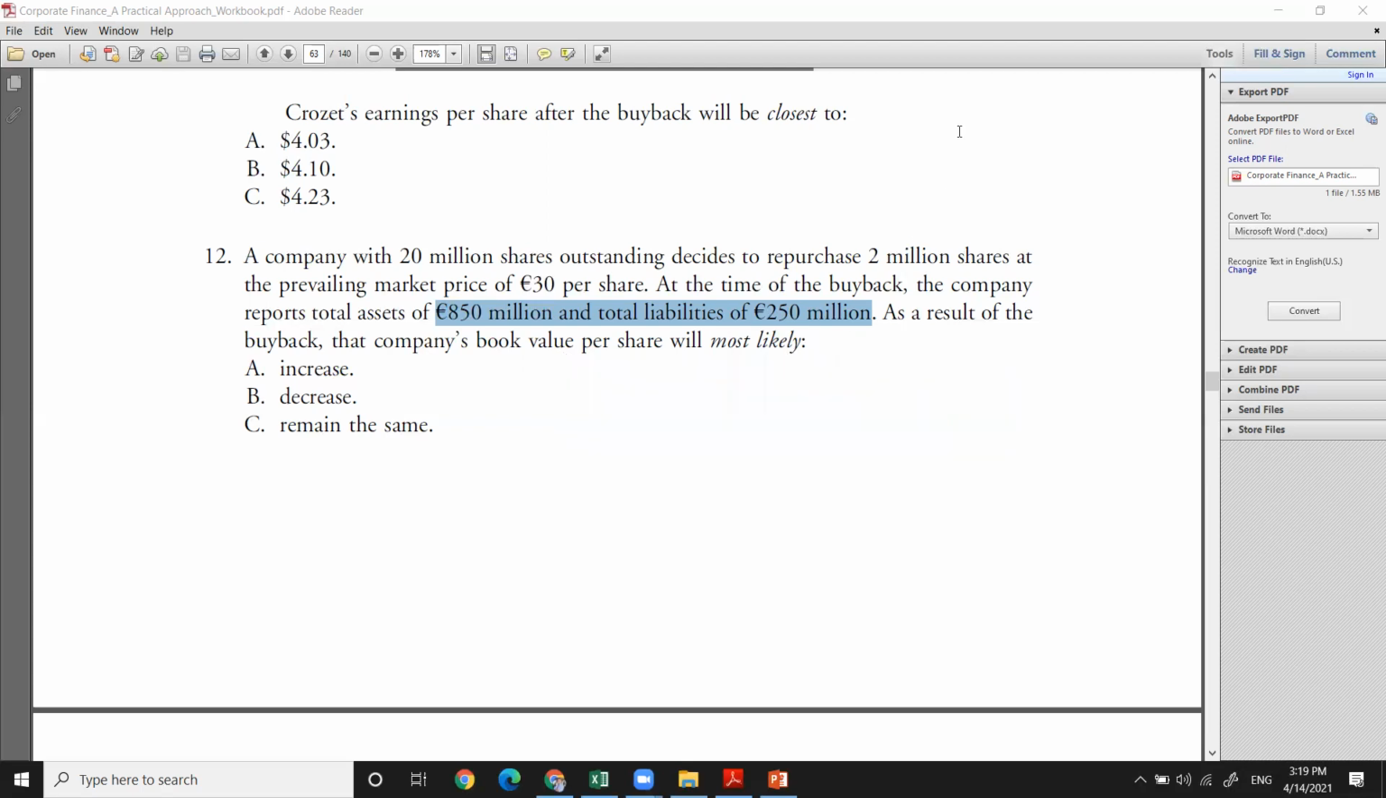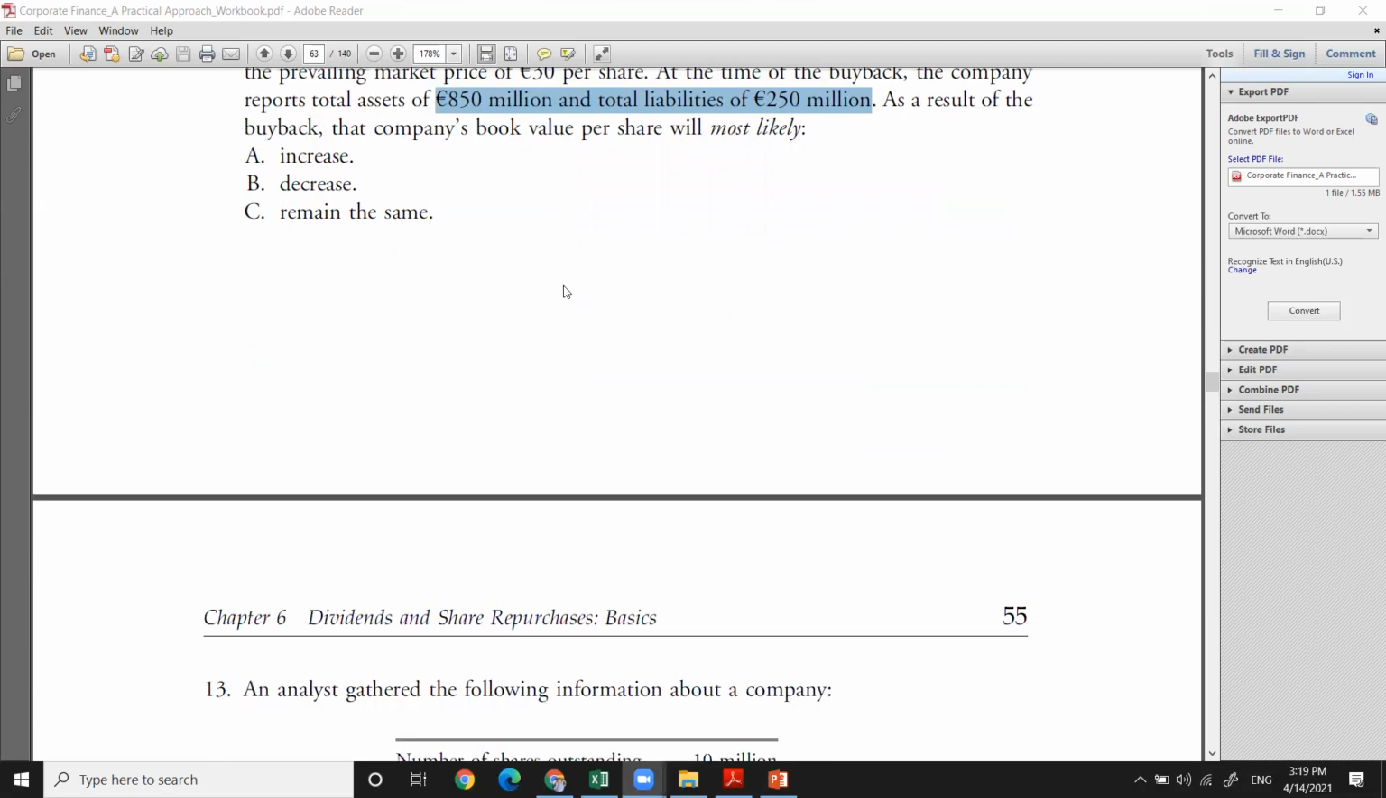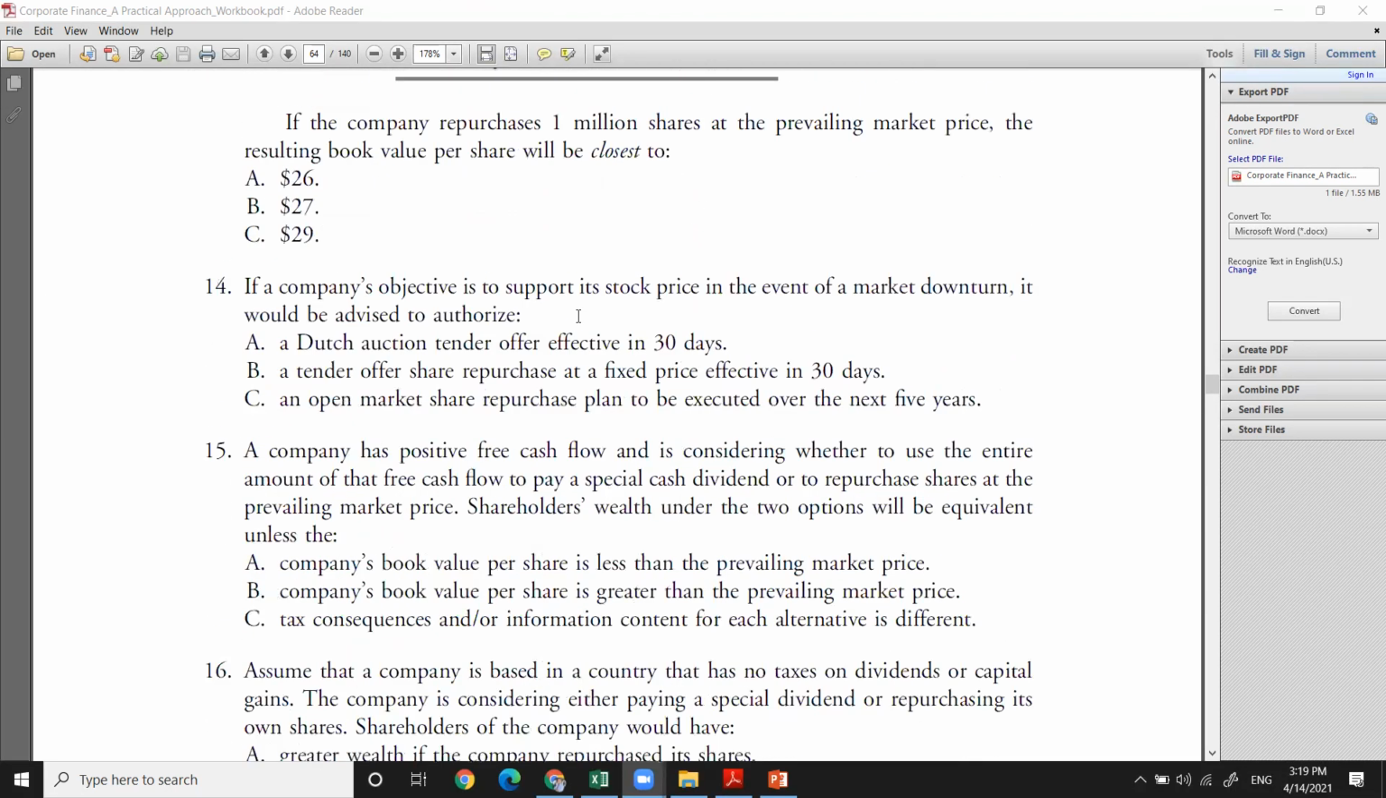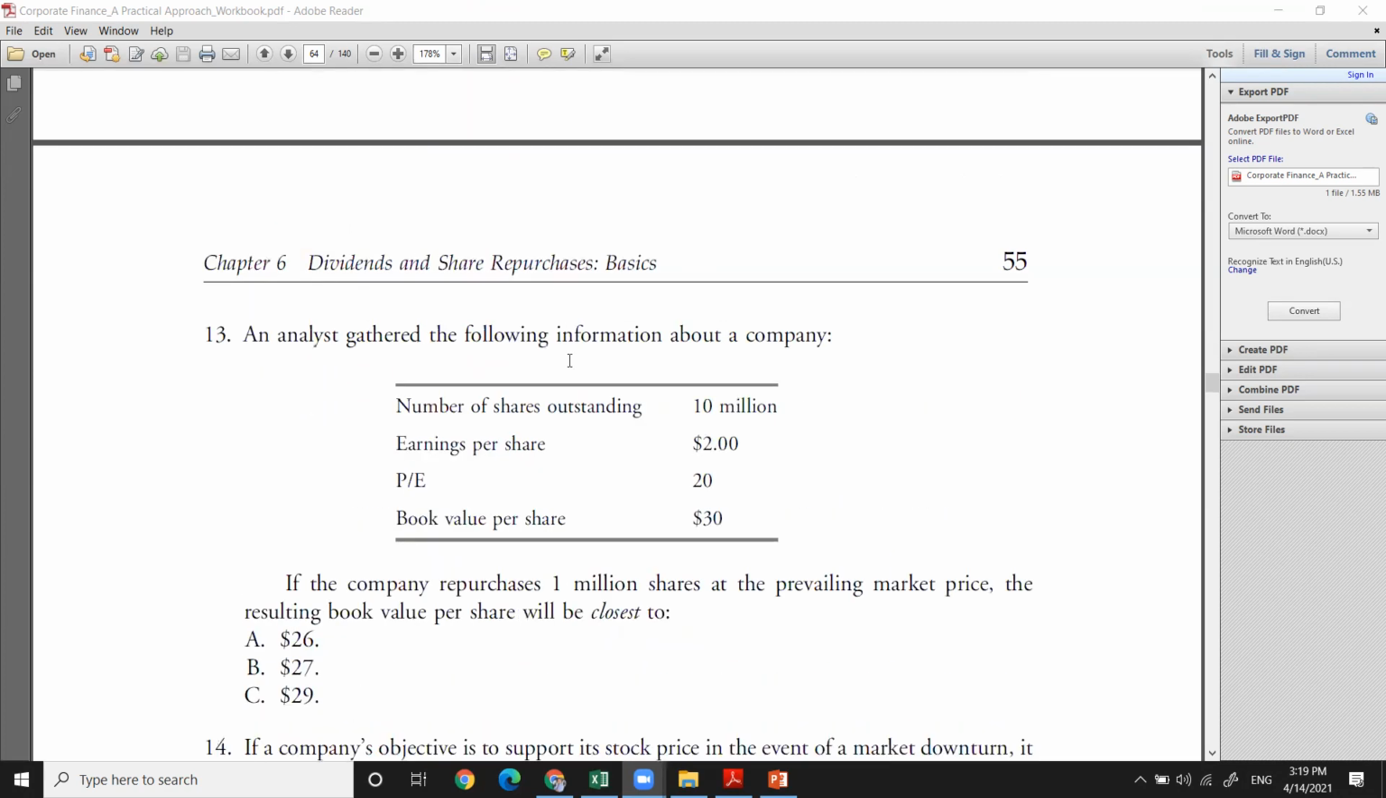Okay, it seems everything is clear. Question 13 is the last question that I'm going to solve today for this chapter. Let's gather the following information about the company: earnings per share $2, price earnings 20, and the book value per share is 30. If the company repurchased 1 million shares at the prevailing market price, they're asking what the resulting book value per share will be.